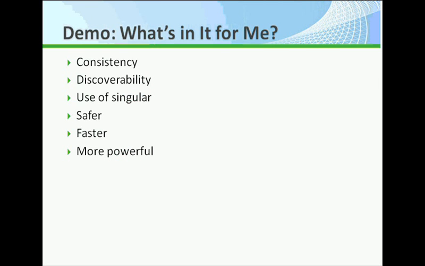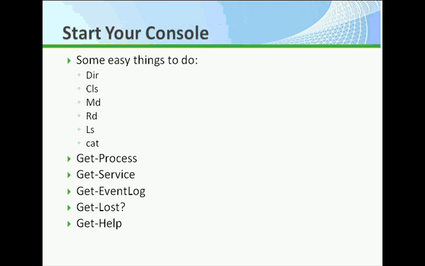So for instance, if we look at these things, then dir, you know what that does. It gives you a directory listing. CLS clears the screen. MD will make a directory. RD will get rid of a directory. If you're from the Unix side of the house, then LS and cat will make you feel right at home.